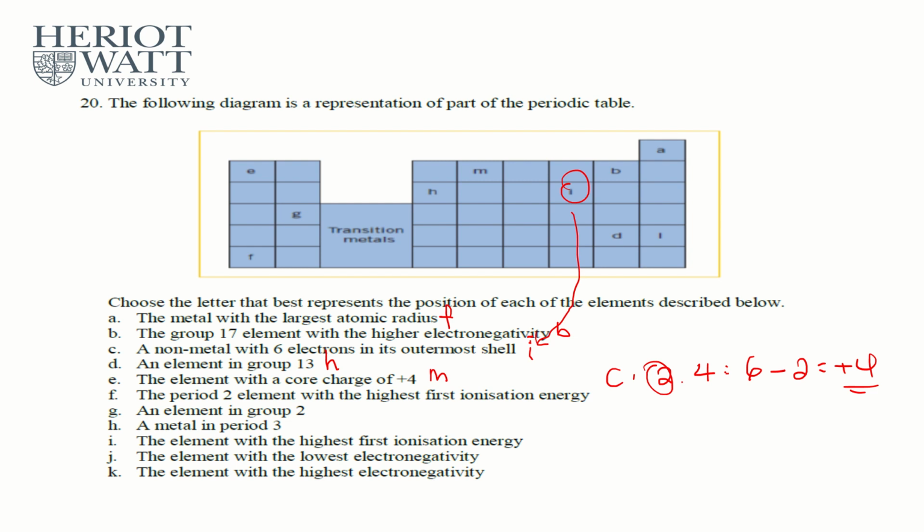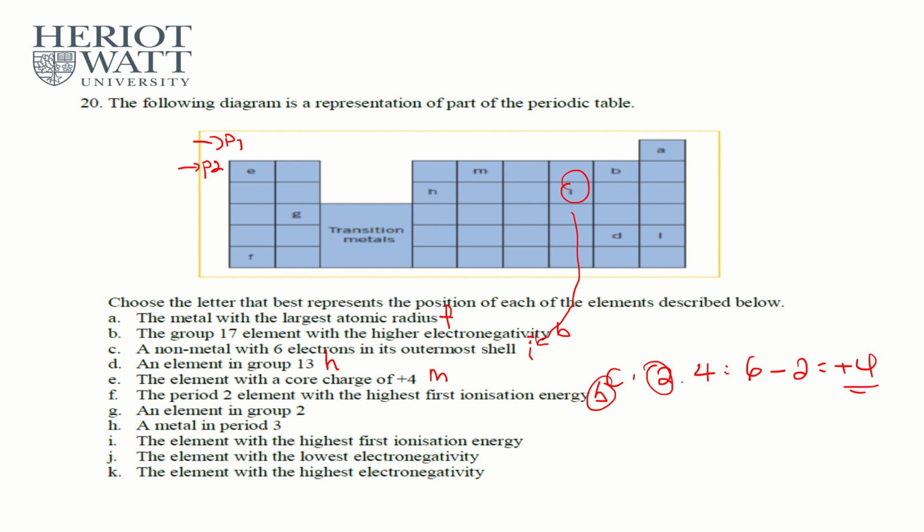Okay, next. The period 2 element with the highest first ionization energy, it must be period 2. So we know that this is period 1, P1. This is actually P2. A period 2 element with the highest first IE. Ionization energy decreases down the group, increases across a period. So in this case, the answer for the highest first IE will be B. Same period, but across a period, the one on the far right should have the highest ionization energy.